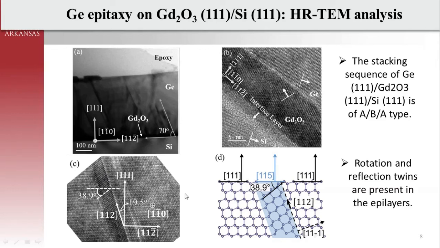So you can see here how we depict it schematically. Okay, so yeah, that's it. The stacking sequence of germanium and gadolinium oxide is of type ABA, and we have reflection twins as well as rotational twins here.